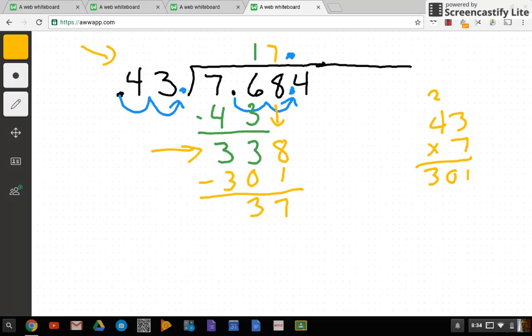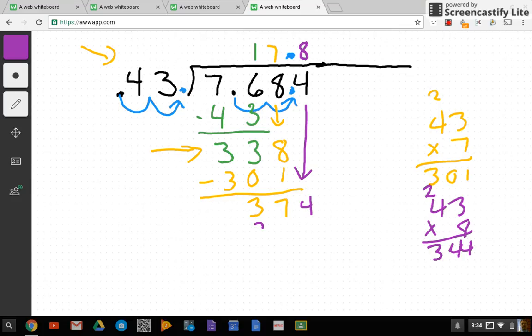That gives me 37 left over. And you guessed it, bring down the next digit, start the whole process over again. Okay, well, 43 into 374, I'm going to say that that's probably going to go 8 times. So that gives me 344. That's looking pretty good. So now, just going to do some subtraction, and I get 30 left over.